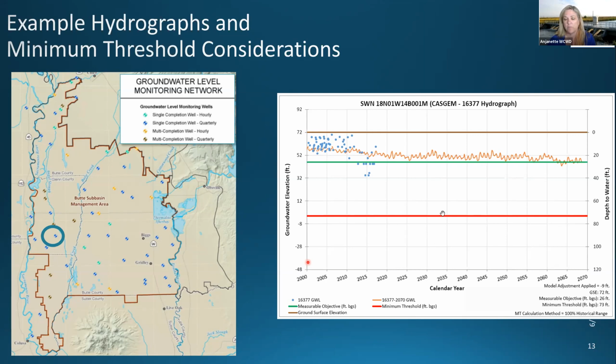Yes. The green line is our goal. We don't have to hit it. The state can't get us in trouble for being within this operational flexibility area right here, because that's the entire point of it.